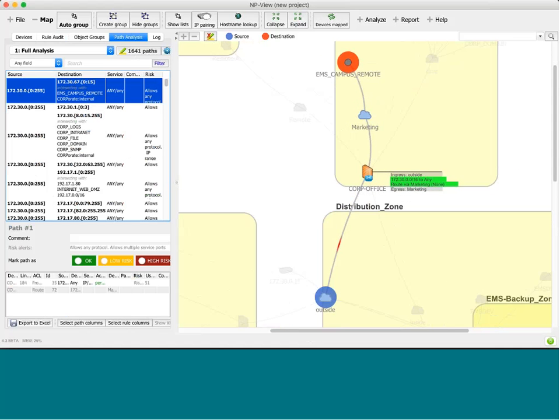So that shows that this path goes from this outside network, crosses this corporate office firewall. It goes inside through an interface called outside, is allowed by a rule that allows traffic from 172.30 towards any. Then it's allowed through a route, and then it goes out through an interface called marketing, and then reaches that final destination, the host in red.